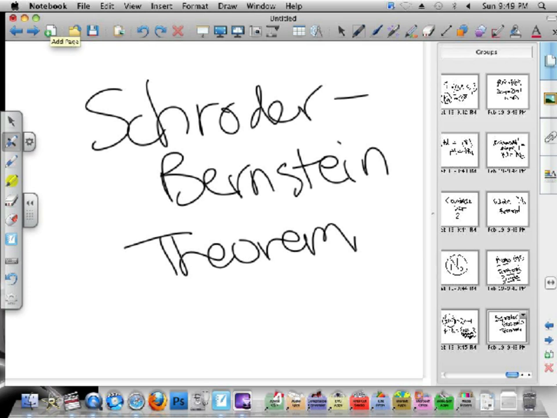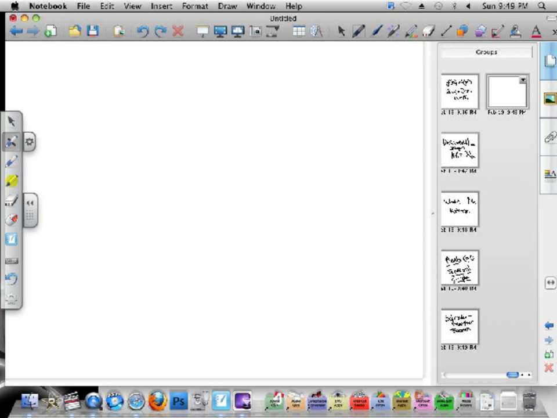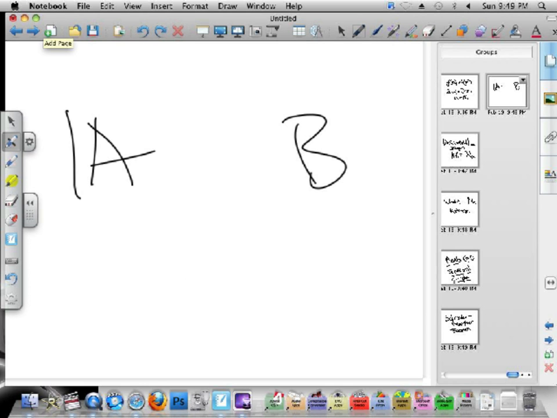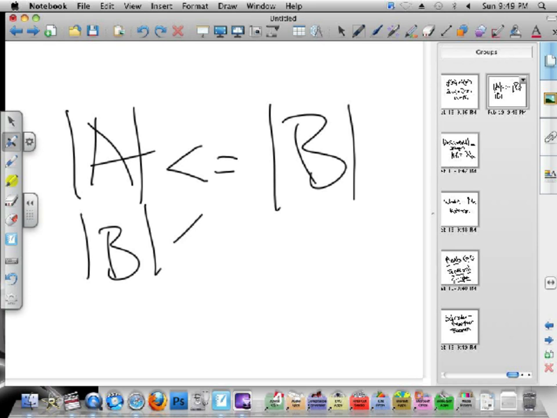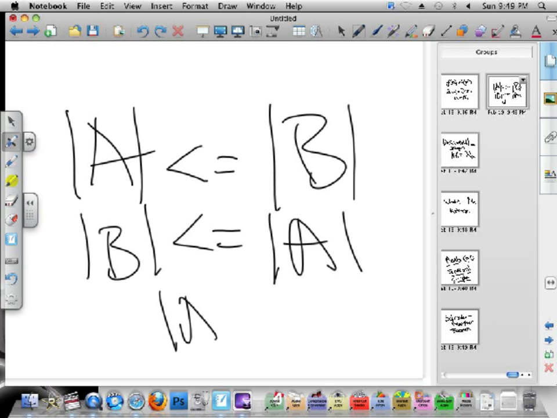It's an important theorem when dealing with cardinality, because what it basically says is that if A and B are sets, with the cardinality of A less than or equal to the cardinality of B, and the cardinality of B less than or equal to the cardinality of A, then it means that the cardinalities of both sets are equivalent.